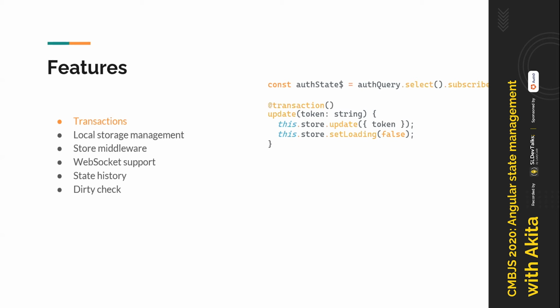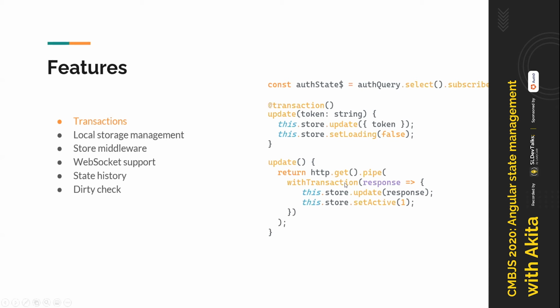But if we add the transaction decorator to that, Akita will handle this as a single update operation and our observable will get triggered only once. You can also use withTransaction to do the same thing. So this will make sure our observables are not getting called in any other way we don't want.